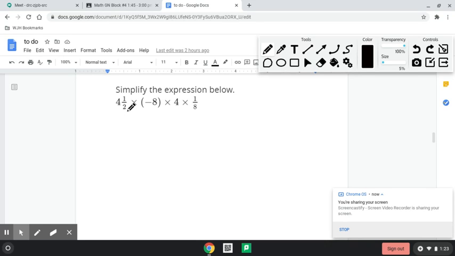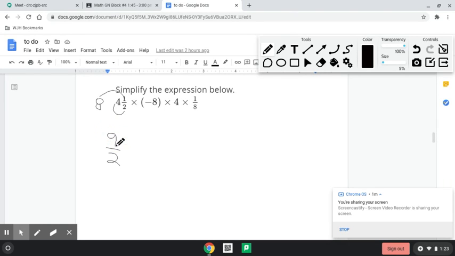So 4 and 1/2, we need to change this to an improper fraction. You can check out that video if that's tough for you, but I'll go really quick doing that. We keep the same denominator, the 2. That's the easy part. And then 2 times 4 is going to make 8, and then 8 plus 1 is going to make 9. So we end up with 9/2.